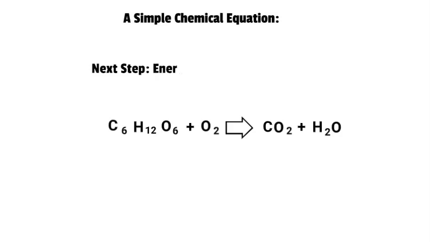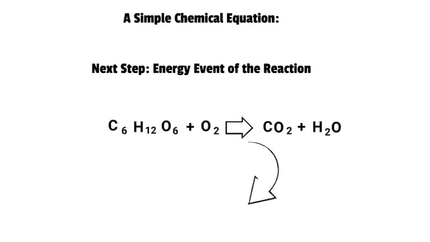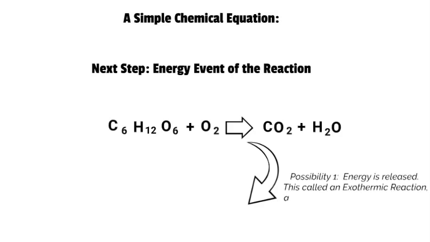Next, let's look at the two possible energy events that can occur during a chemical reaction. The first of these possibilities is that energy is released when the chemical reaction proceeds. This is called an exothermic reaction. And when something is burned, like glucose, it's an exothermic reaction. Often that energy can be used to do something for a cell.